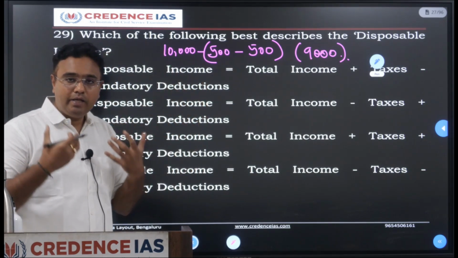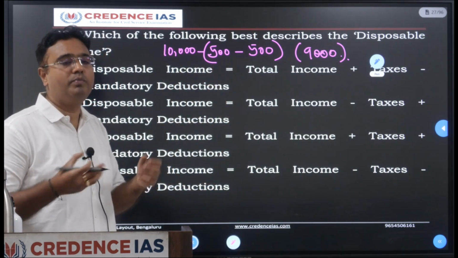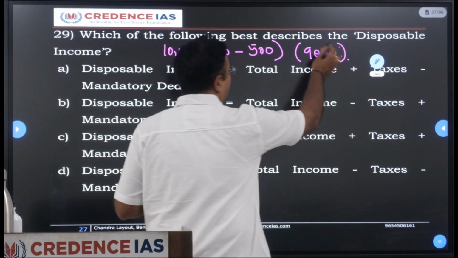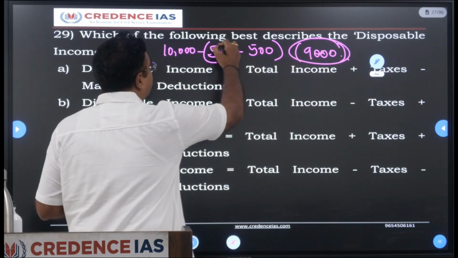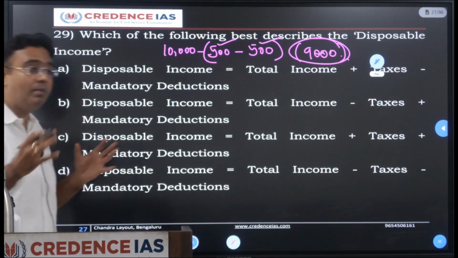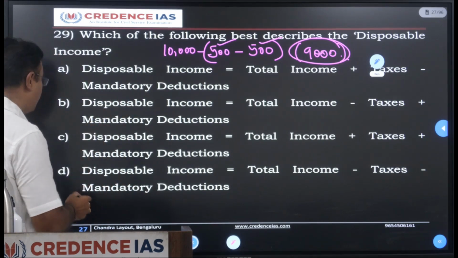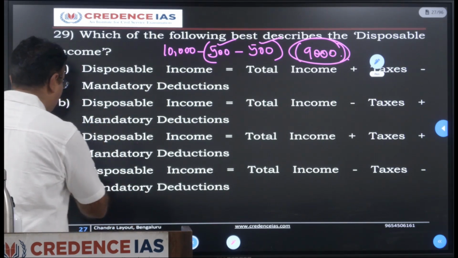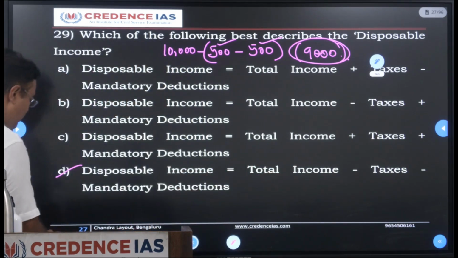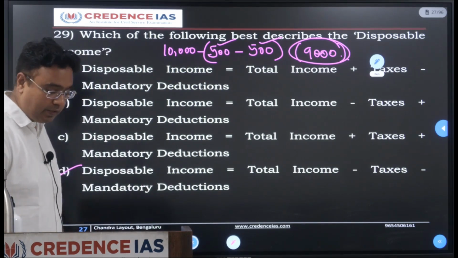From this he can buy various goods or do whatever he wants. He pays rent for his house, maybe buys goods for living. So whatever he does is with this amount, the 9,000. How is it arrived at? By deducting the taxes and any deductions, say for instance EMI, any compulsory deductions, which have to be taken out. So disposable income equals total income minus taxes minus the mandatory deductions. This is what we understand with regard to disposable income.